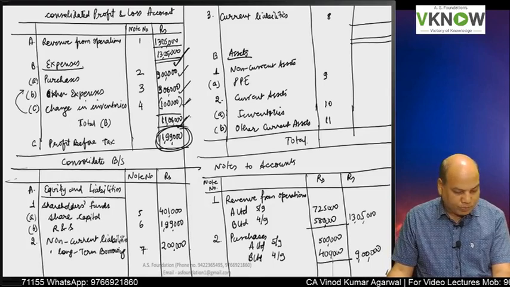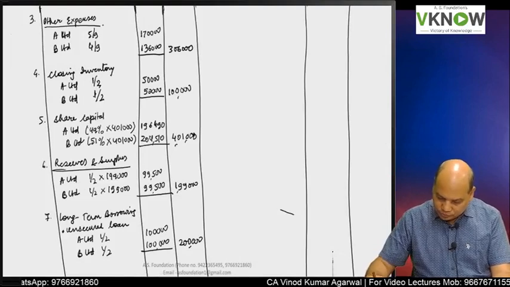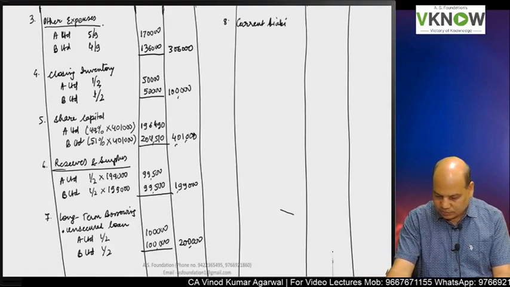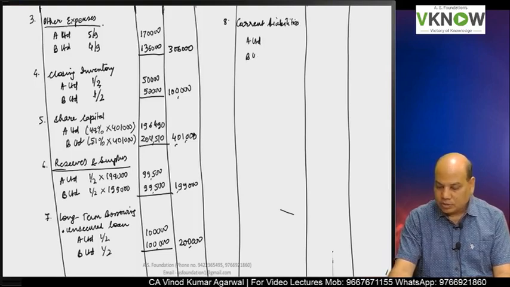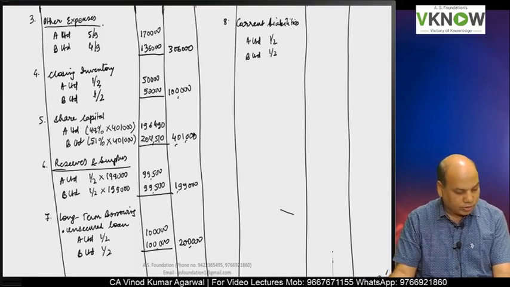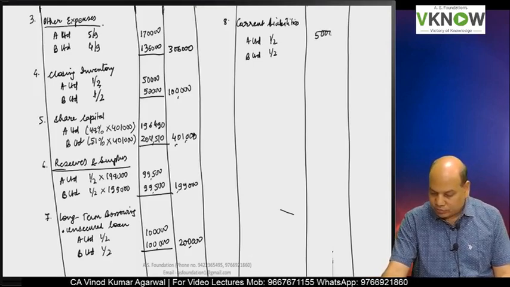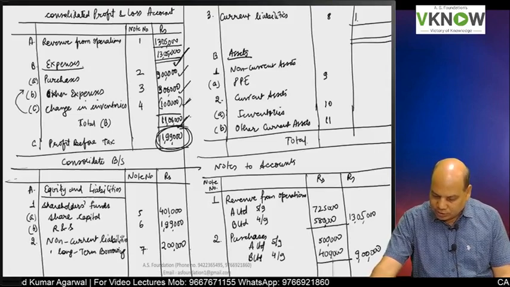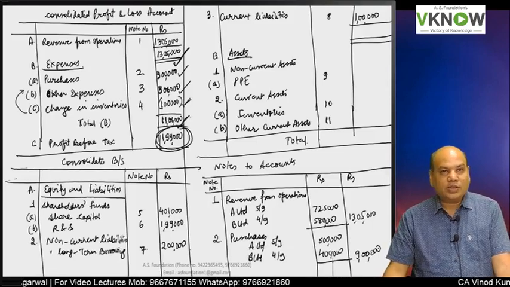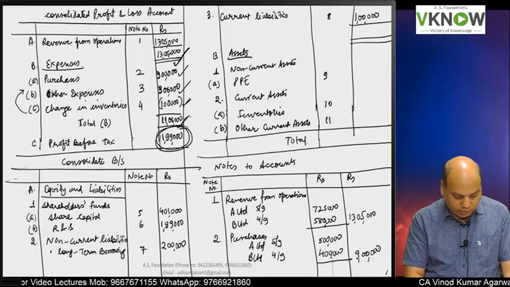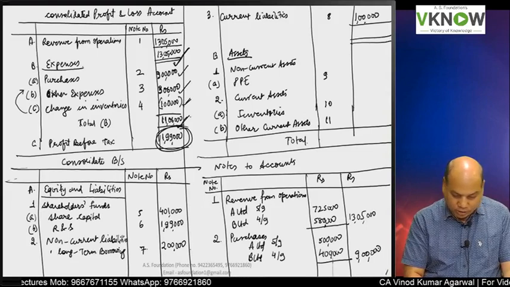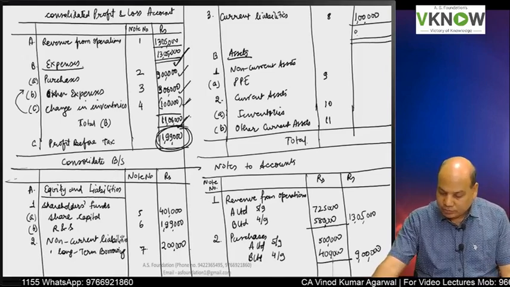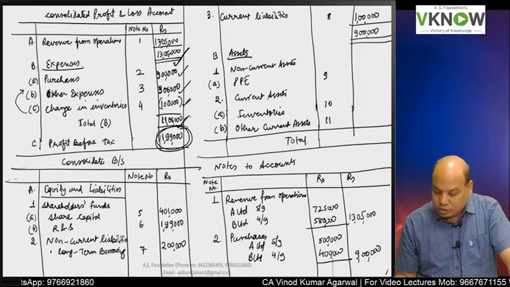Next item is note number 8, current liabilities. Under that write down A limited, B limited, 1 by 2, 1 by 2. Current liability is 1 lakh. Divide by 2, 50,000 each. That is 1 lakh. So current liabilities write down 1 lakh. Now you take the total of the liability side. That will be 4 lakh 1,000 plus 1 lakh 99,000 plus 2 lakh plus 1 lakh. So that total comes to 9 lakh.